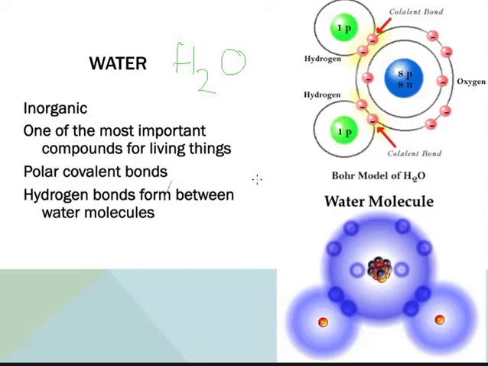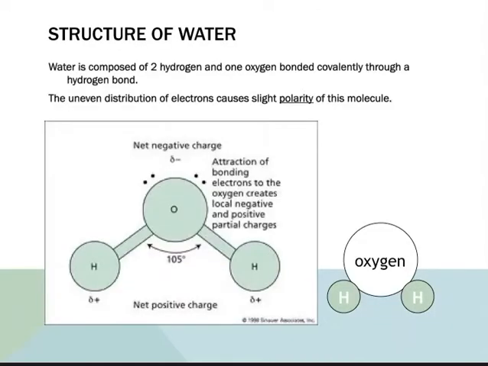Water has polar covalent bonds between the hydrogens and the oxygens, and then hydrogen bonds form between one water molecule and another water molecule. I'm going to explain that in a minute. The structure of water, like we said, is H2O, so there are two hydrogens and one oxygen, and they're covalently bonded. The uneven distribution of electrons causes a slight polarity of this molecule.